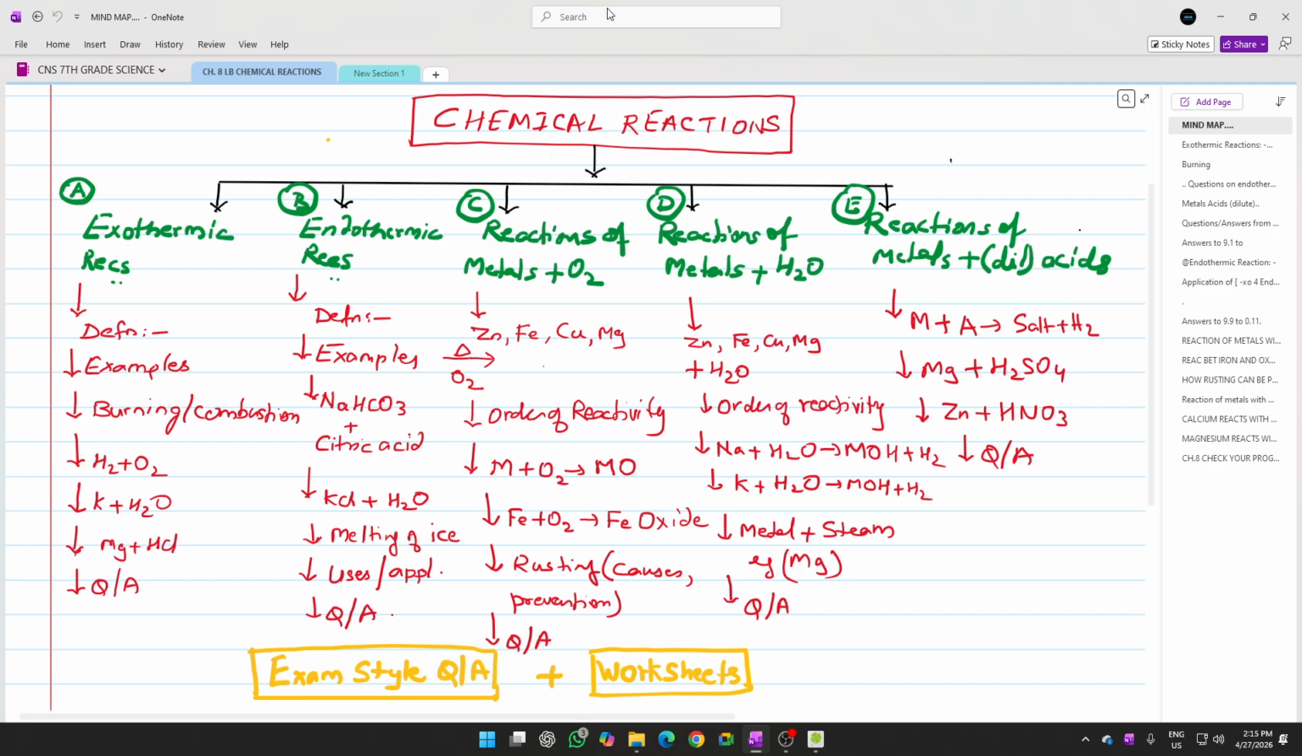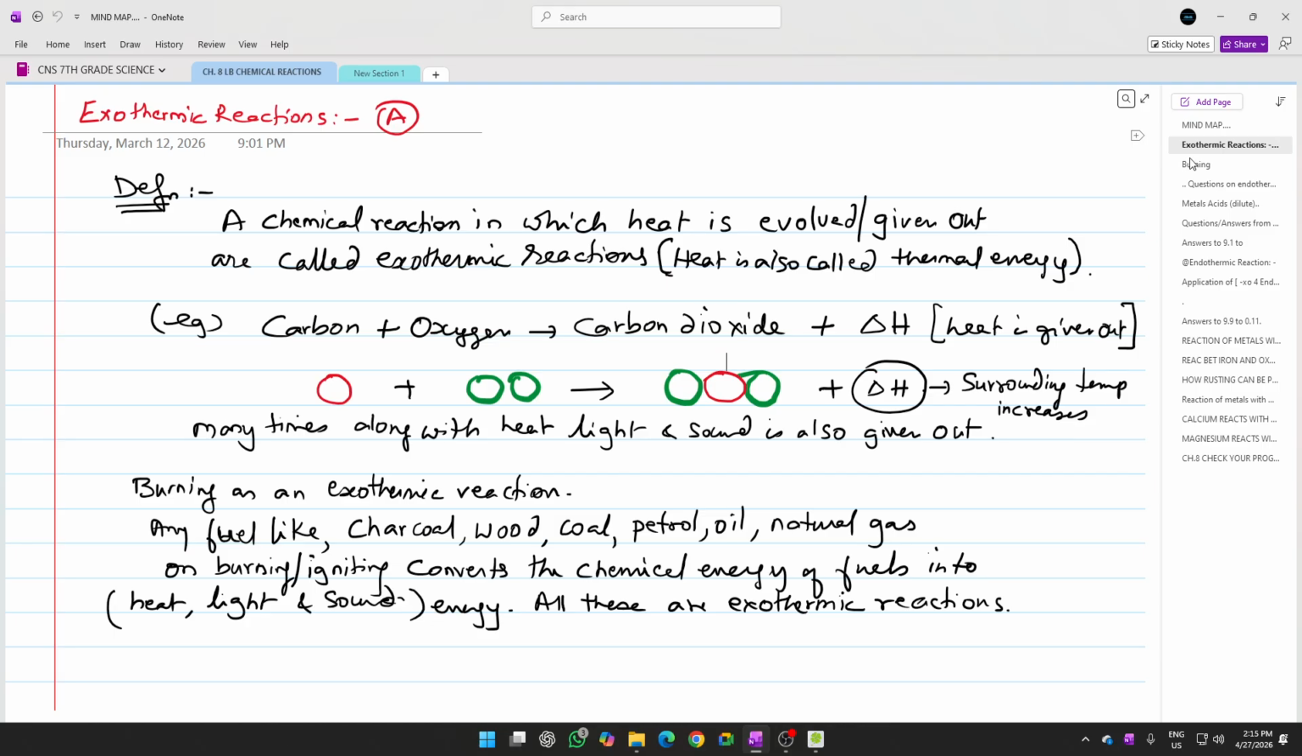And in the next session, I'll be starting with the very first part, that is A part. Okay, that is section A. You can see here, section A is exothermic reaction. So the definition and the meaning of the exothermic reactions and how you have to write the chemical word equations. Okay, in 7th grade you have to write only the word equations. Okay, you are not going to write the formulas. Okay, so remember that. So carbon plus oxygen will give you carbon dioxide and heat will be generated or given out. So all the things we are going to study later on subsequently.